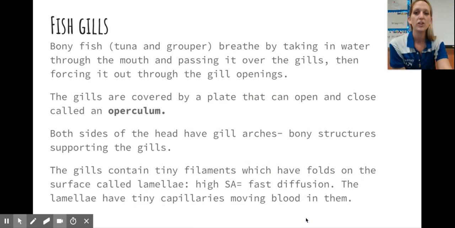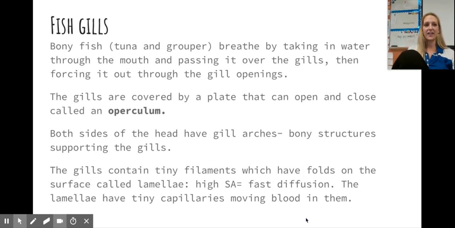Fish gills. Bony fish like tuna and grouper can breathe by taking in water through their mouth, passing it over the gills, and then forcing it out. Tuna is going to be doing ram ventilation for the most part, although it can also do pump ventilation. Grouper is our major pumper. Big groupers.